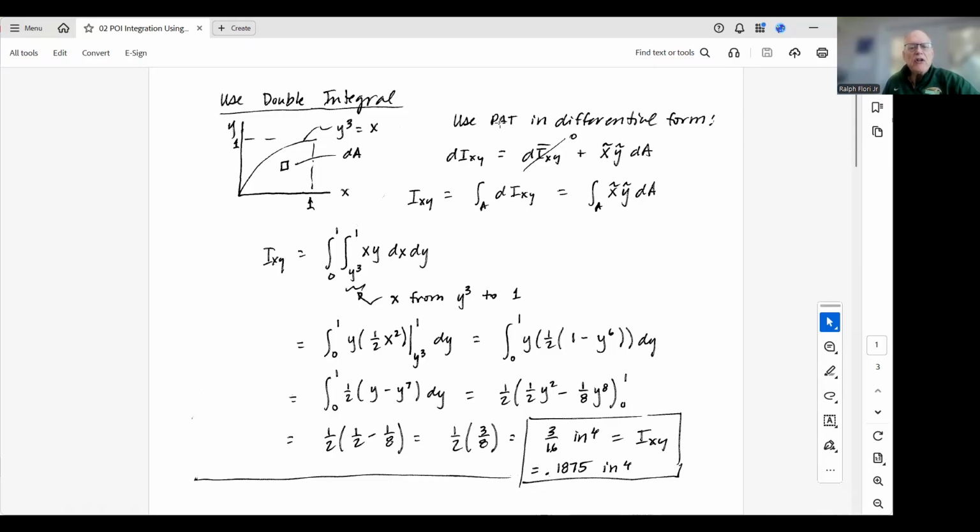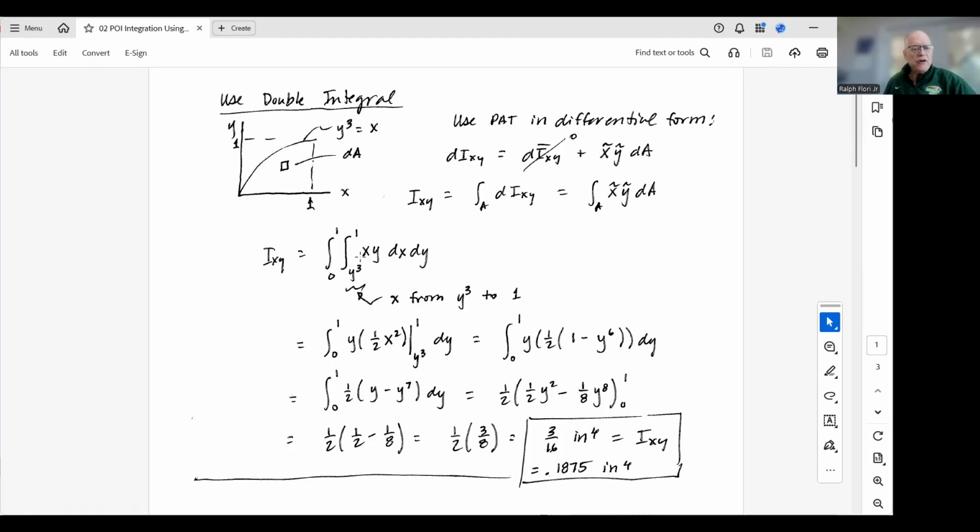If you write the parallel axis theorem in differential form, you have dI_xy equals dI bar xy plus x tilde y tilde dA. No matter what dA you choose, whether it's a dx dy, horizontal, or vertical, all of those are rectangles or squares, and so all of their I bars are 0. You're left with the integral of xy being just x tilde y tilde dA.